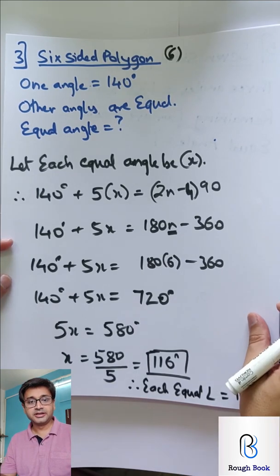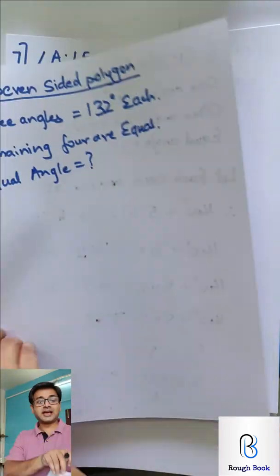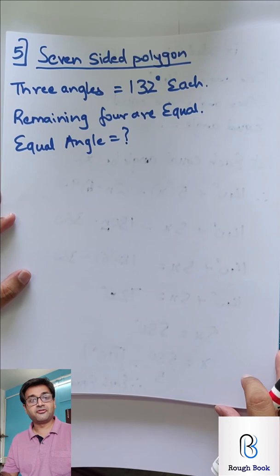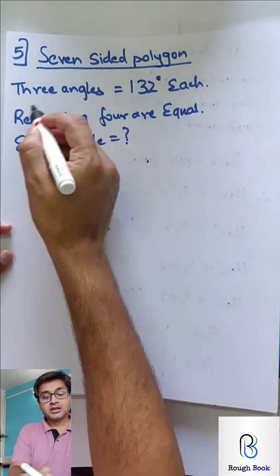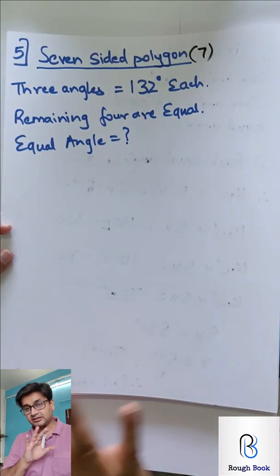Please put the degree symbol. Is that clear, everybody? Simple. Exactly same is sum number 5. Come on, hit it, everybody. 3 angles, 7-sided polygon, that means number of interior angles are 7.